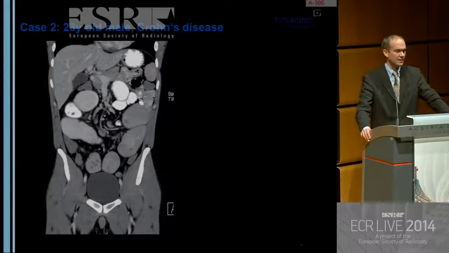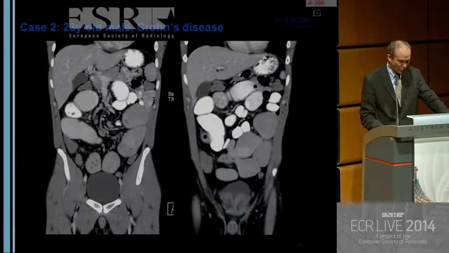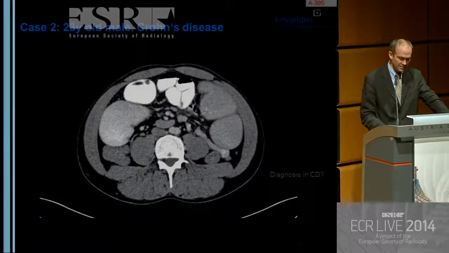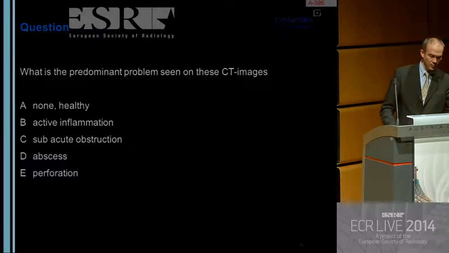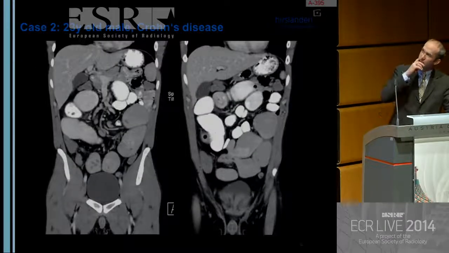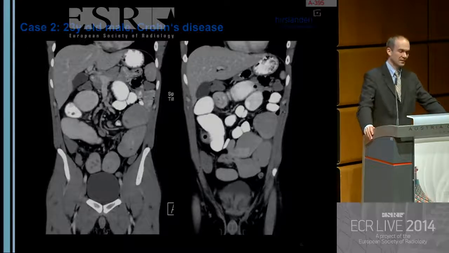So this was a case, a young male with also known Crohn's disease. Against all that I try to say within our clinics, he got a CT in the emergency ward. These are the images. Again, we go to the questions. Now there's another image. And then we can go to the question: what is the predominant problem? So again, we can go back to these images and you have the question on the left side.